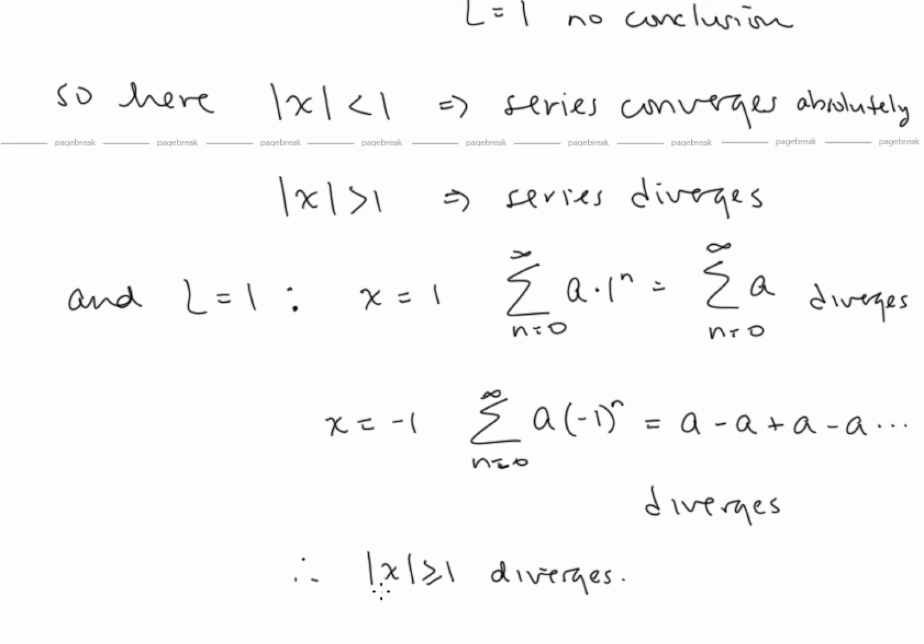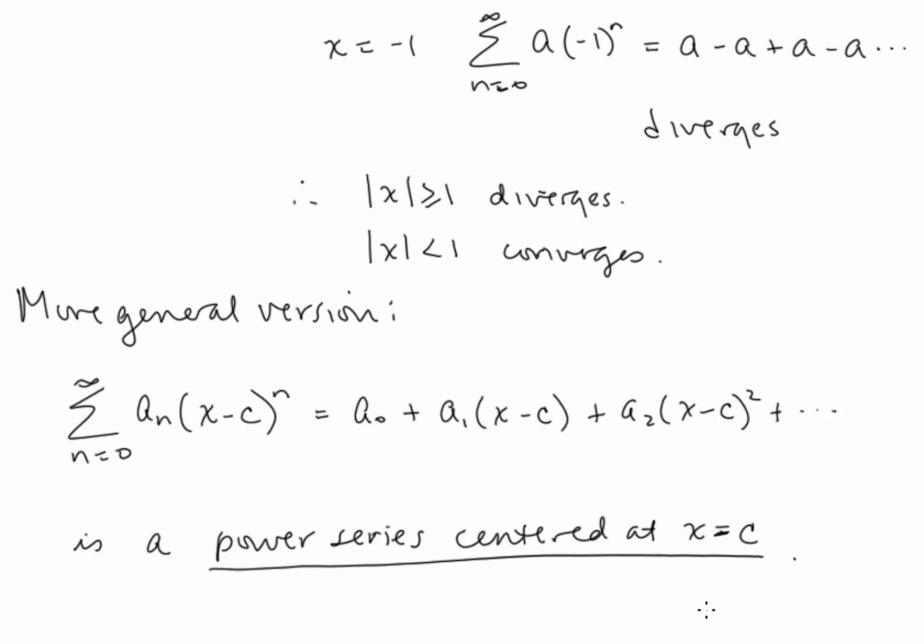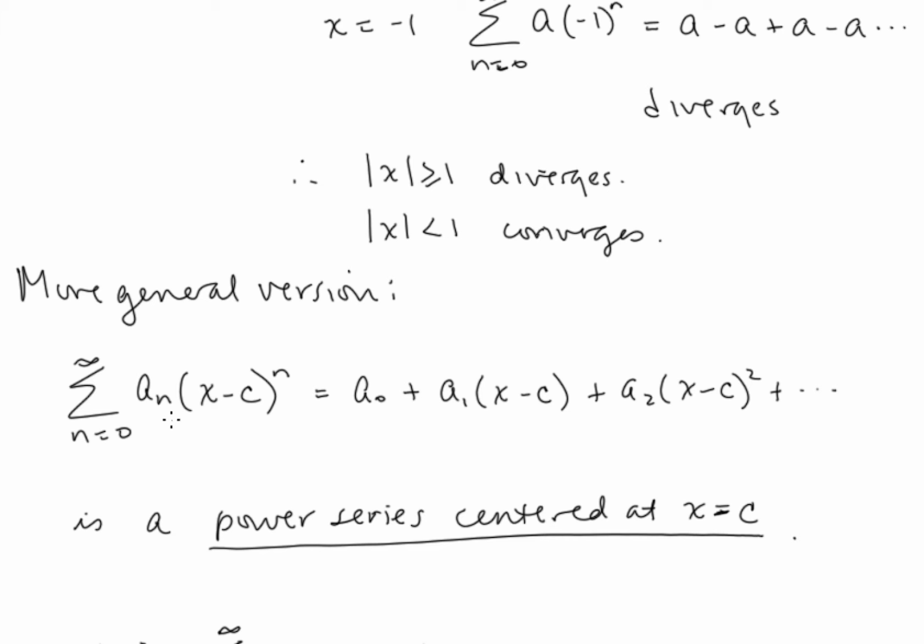So we can say that for absolute value of x greater than or equal to 1, the series diverges. And we still have our result from up here, absolute value of x less than 1, the series converges. And this is the same result we got by recognizing the series as a geometric series. But in general, remember that our coefficients are going to be different and depend on n.